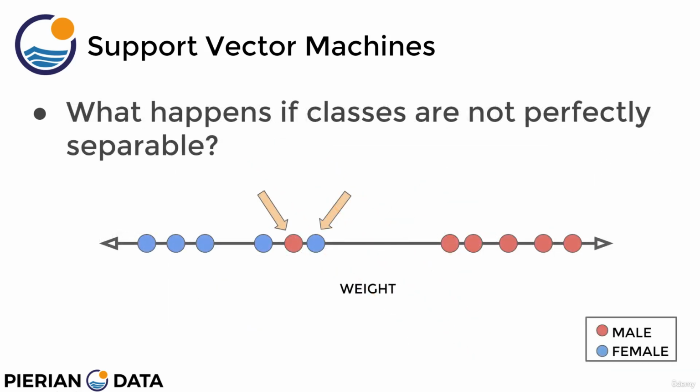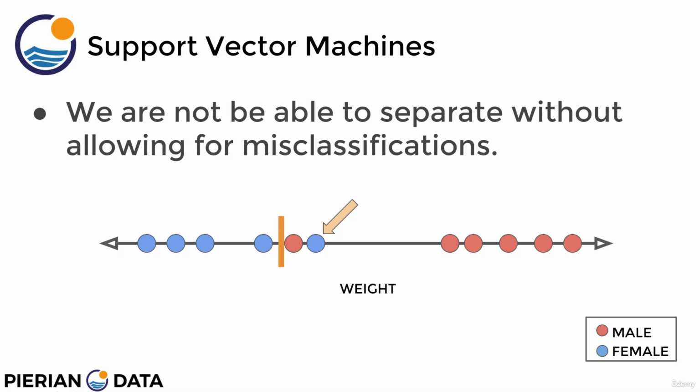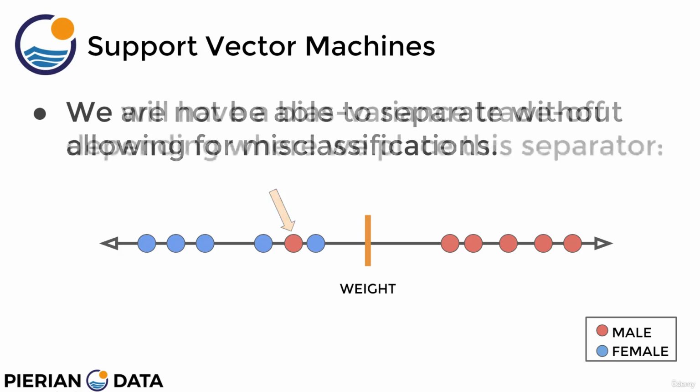Now, what happens if the classes are not perfectly separable? Here we can see two points for male and female, and then we can also see that there's not going to be any particular point that perfectly separates out these classes. So I can't figure out any hyperplane or any point along this single weight feature that is going to be able to separate without actually allowing for misclassifications. If I choose this particular hyperplane, you'll notice that I will misclassify the female point as male. If I choose this hyperplane here, I'm going to misclassify the male point as female.